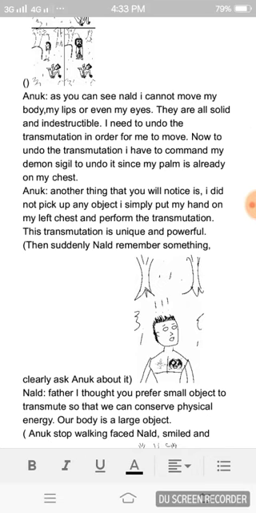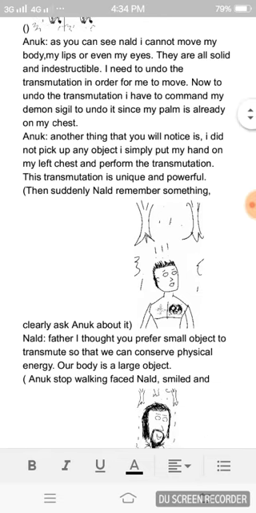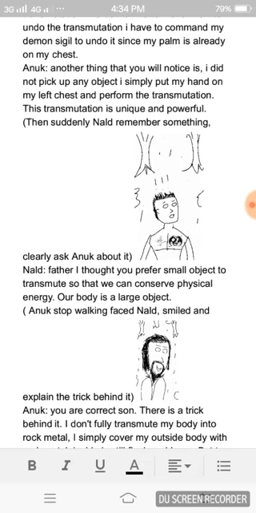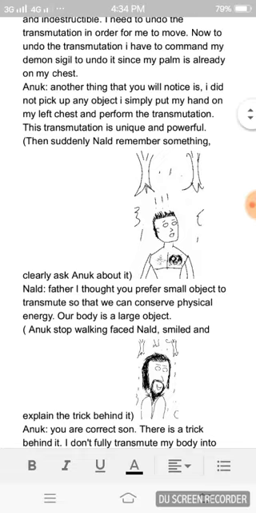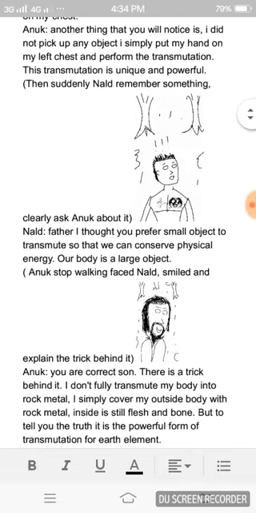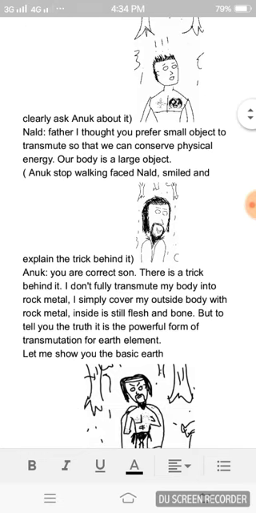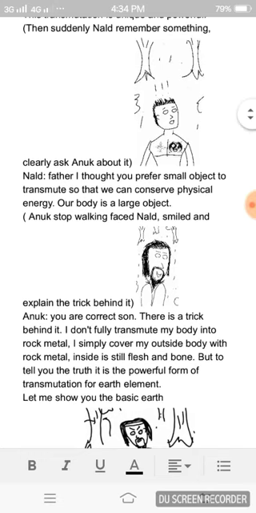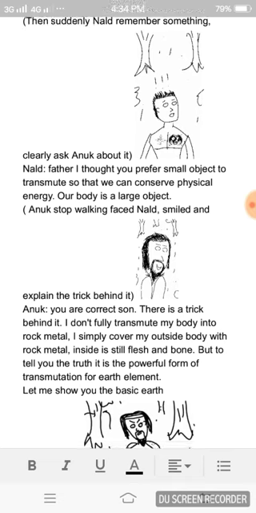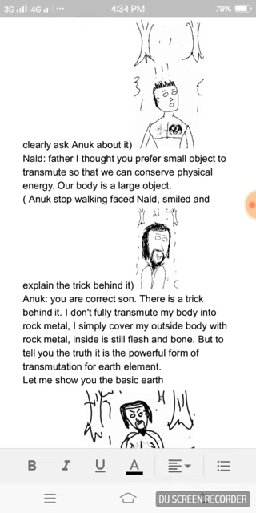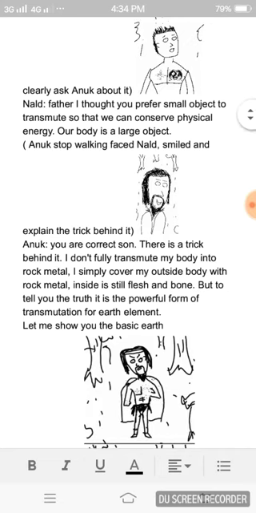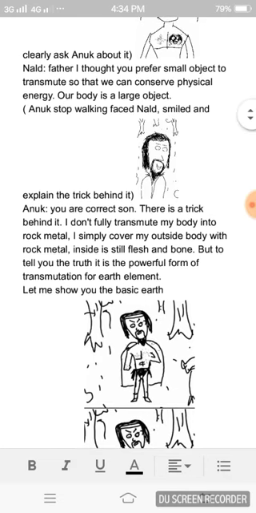Then suddenly Nald remembered something clearly and asked Anuc about it. "Father, I thought you preferred small objects to transmute so that we can conserve physical energy. Our body is a large object." Anuc stopped walking and faced Nald, smiled and explained the trick behind it. "You are correct, son. There is a trick behind it. I don't fully transmute my body into rock metal. I simply cover my outside body with rock metal. Inside is still flesh and bone. But to tell the truth, it is the most powerful form of transmutation for the earth element."